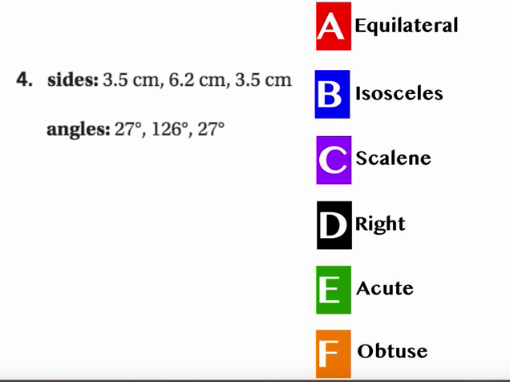Okay, now sometimes they don't have the actual triangle drawn. They might just give you the lengths of the sides and the measures of the angles. Well, you can still figure out what the two names are just looking at the numbers here. So I'll give you a few seconds. What are the two names for this triangle? Okay, if you look at the sides, it looks like there's two of them that are 3.5 centimeters. This one's different. So that would be an isosceles triangle. Okay, now let's look at the angles. 27, 126, and 27 degrees. Well, this one's over 90 degrees. So if it's over 90 degrees, it's automatically obtuse. So this is an obtuse isosceles triangle.